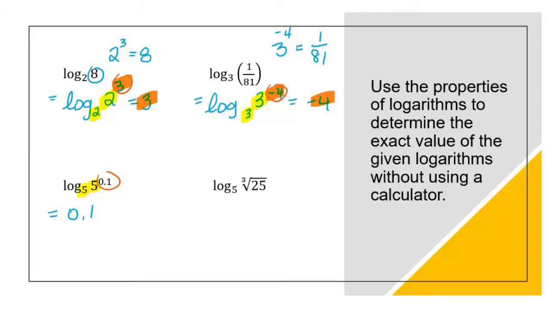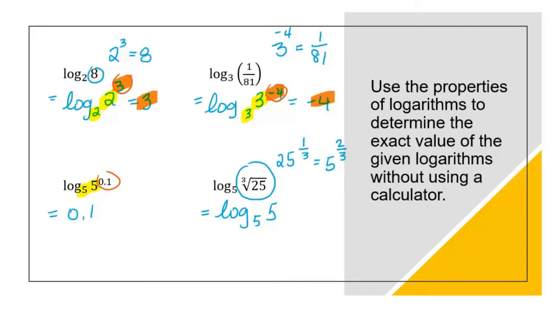This last one, again, takes a little bit of manipulation. We're taking the logarithm of the cube root of 25 to the base 5. Can we rewrite the cube root of 25 as 5 to some power? Recall that a cube root is really 25 to the power of 1/3. And I know that 5 squared is equal to 25, so I can write this as 5 to the power of 2 for 25, 2 divided by 3 for the cube root.